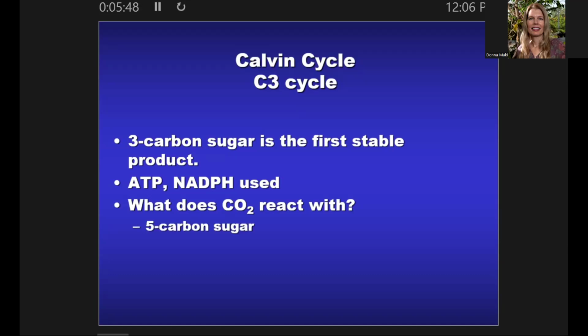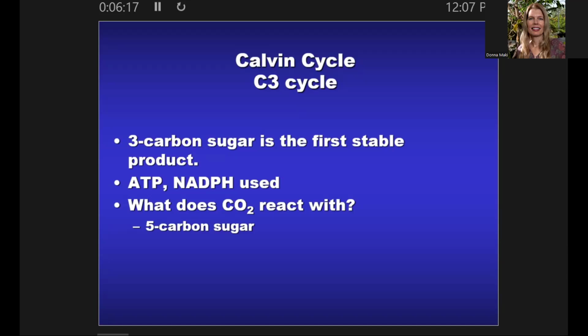And that's exactly what they ended up finding. It was a 5 carbon sugar that reacts with CO2. And then what happens is very quickly it breaks in half essentially, and you get two identical molecules. So that 6-carbon molecule that first gets formed is so unstable and doesn't last very long. It quickly breaks into 2 3-carbon compounds, and they kept missing it. They didn't have the sensitivity of the test to actually see that 6-carbon. So that's why they missed it.